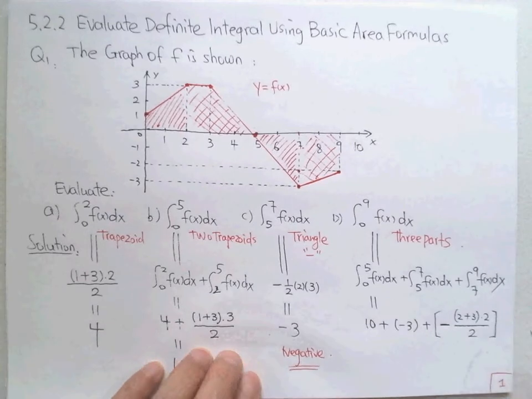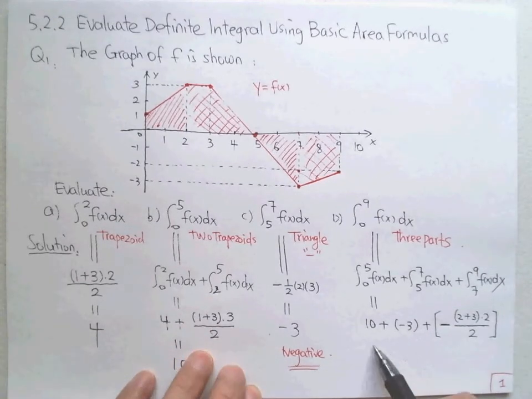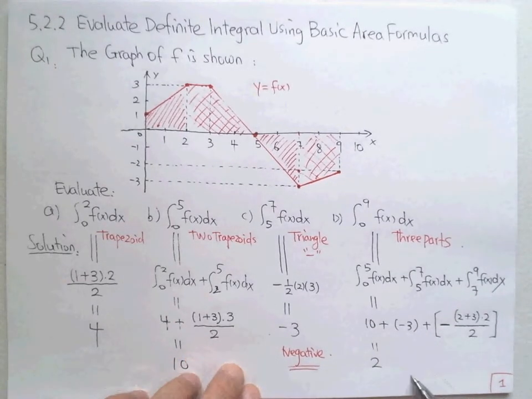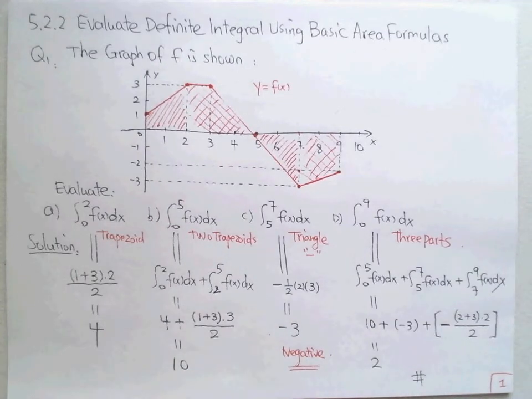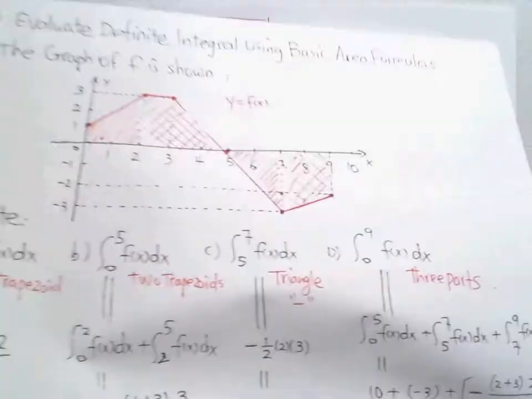So everything is here. Do the calculation, what do we get? It is 2. That's the first example. Okay, we're going to the second.